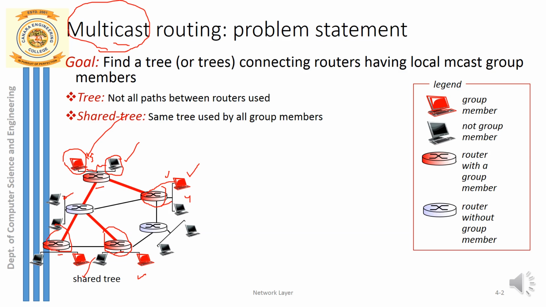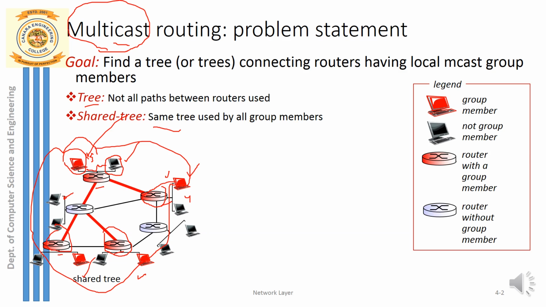So you can see here a tree, that is the same thing I said. Not all paths between the routers are used up. Next we have the shared tree: the same tree used by all group members. You can call this the shared tree. The same tree will be used by all the group members.